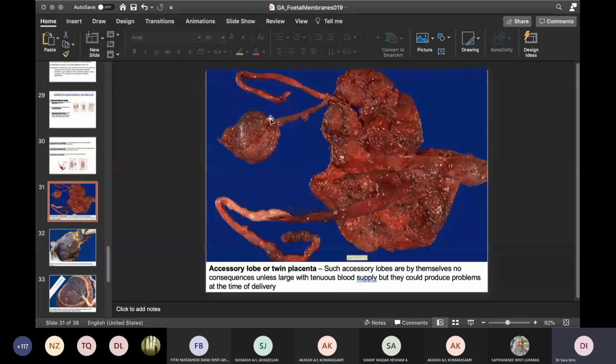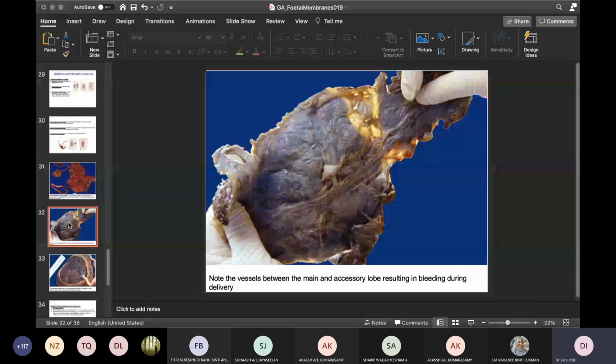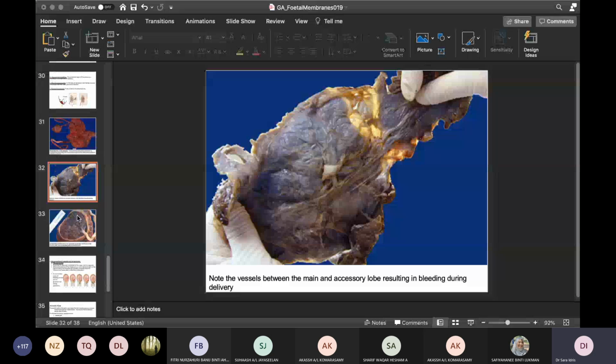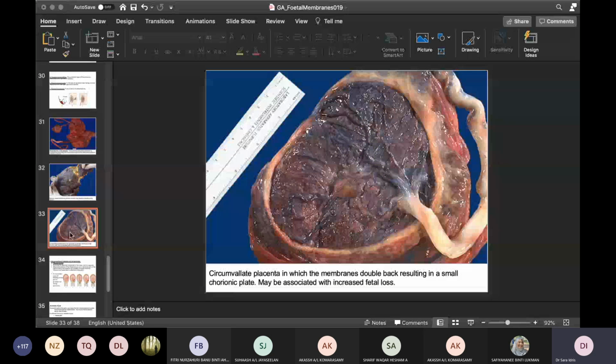Okay, this is an accessory lobe. That's twin pregnancy. So there's one placenta here and another placenta here. That's one umbilical cord, another umbilical cord, and this is the accessory lobe to the placenta. Okay, another accessory lobe there, you can see. And when you have an accessory lobe, what can happen is that because this vessel here is quite exposed, you can have bleeding during delivery, and if it's a major bleed, then it's quite a big problem. This here is a circumvallate placenta. Okay, you see that there.